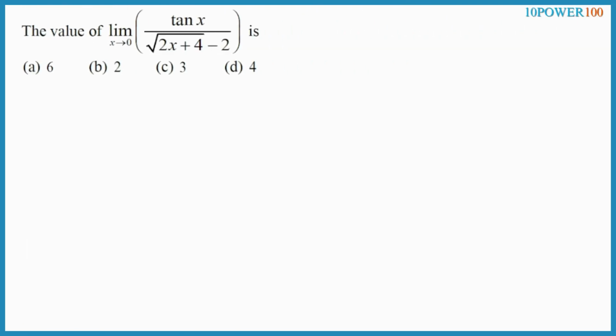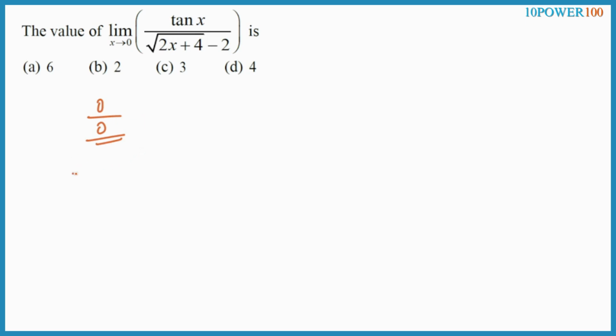Next question: the value of the limit as x tends to 0 of tan x divided by root of (2x plus 4) minus 2 is? I have already taught what to do when we get these limit questions. We have to use L'Hospital rule, which is to differentiate the numerator and differentiate the denominator separately. Now if we substitute x is equal to 0, we get the 0 by 0 form, right? Yes, we get the 0 by 0 form.